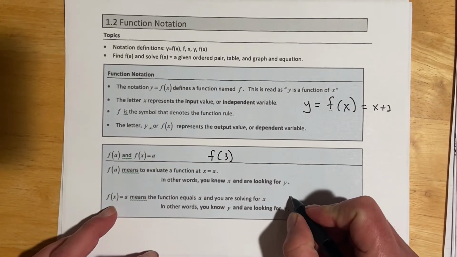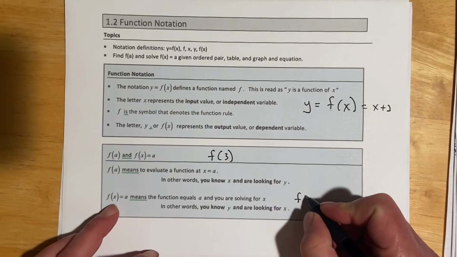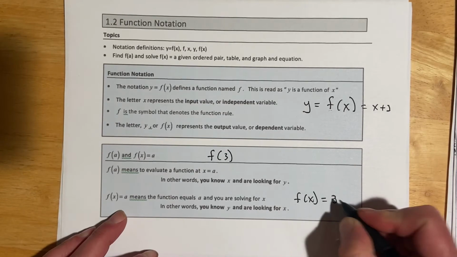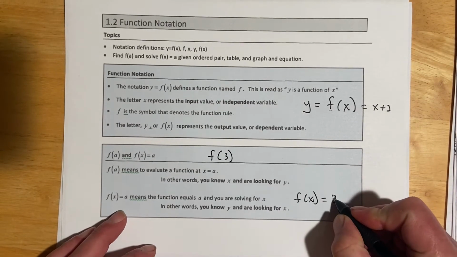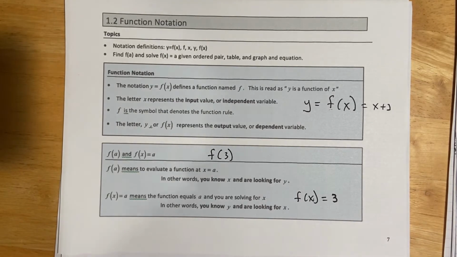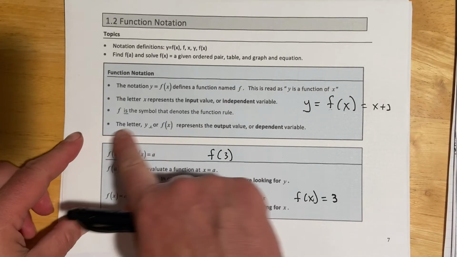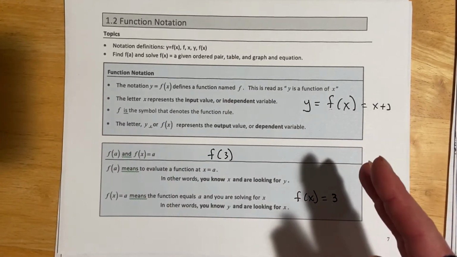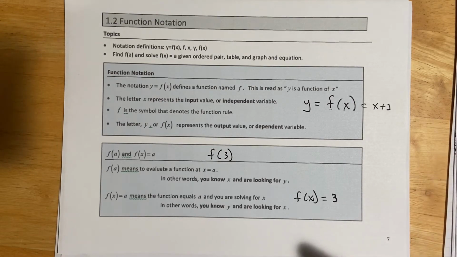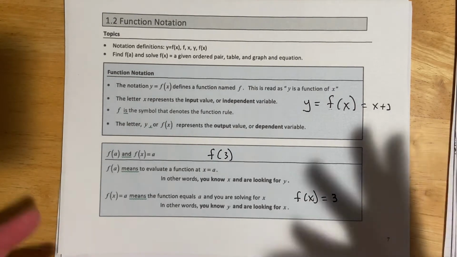If I had f of x equals a value like a, again, I'm going to just say 3 to make it a nice concrete number we can deal with. What that means is that y equals 3. So that means you know the output and you're going to go look for x. You're looking for the input. And that's what the rest of the section is about. We're going to look at, I think, 4 versions of how to use this notation and interpret it.